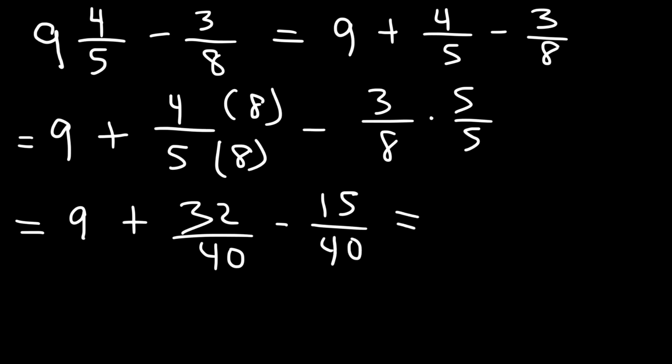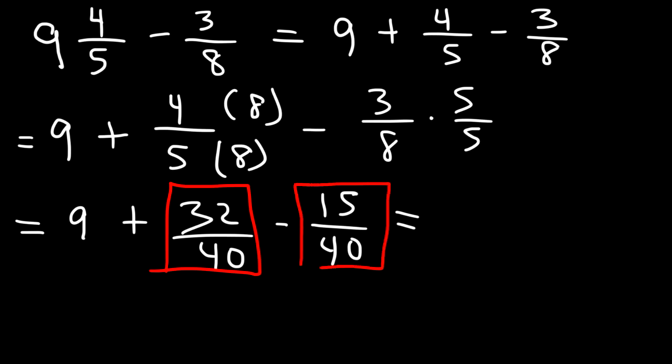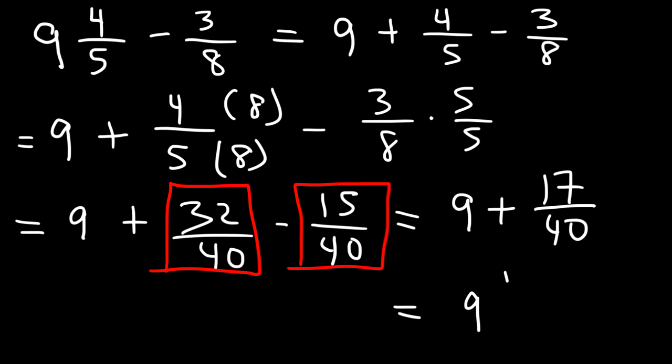So now I can subtract these two fractions. So what is 32 minus 15? 32 minus 10 is 22, and 22 minus 5 is 17. So this is going to be 9 plus 17 over 40, which means that the final answer is 9 and 17 over 40.